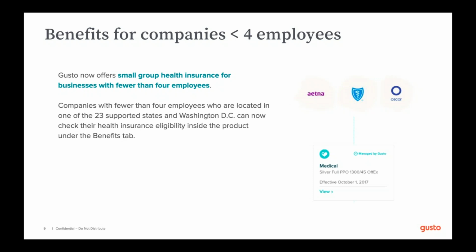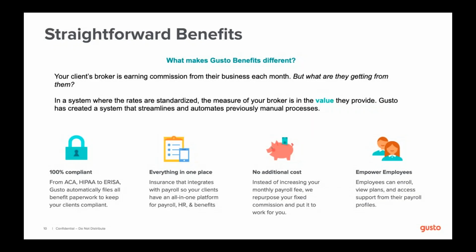Gusto thinks and believes that benefits should be available, and health insurance in particular should be available to anybody, which is the reason why we offer benefits, not only to larger companies, but to companies with 1 employee, 2 employees, 3 employees. It's a very straightforward benefits process.